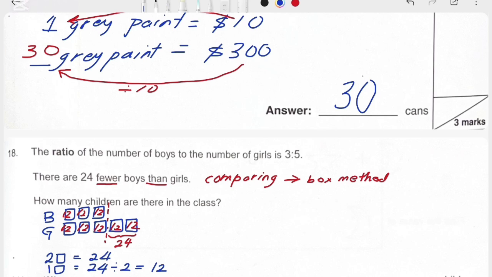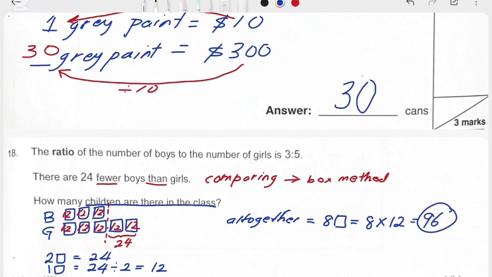But the question wants the number of children in the class. So altogether, there are 1, 2, 3, 4, 5, 6, 7, 8 boxes. 8 times 12 is equal to 96. There are 96 children altogether in the class.